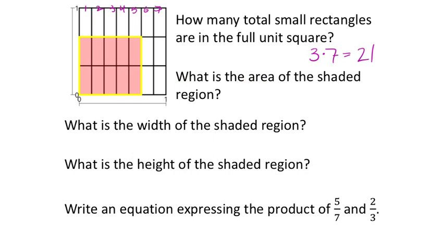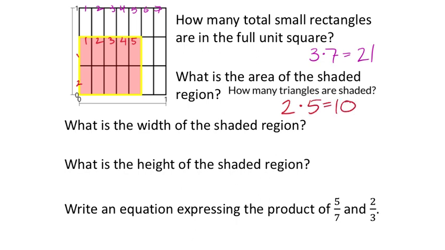So what is the area of the shaded region? Okay, well, it's asking really how many triangles are shaded. So again, we can count those. Not too bad. Let's see how many we got. 1, 2, 3, 4, 5, and then there's 2 rows. So again, I would show this as 2 rows of 5, which would be 10. You could count all 10 if you'd like, but 10 of those triangles are shaded.